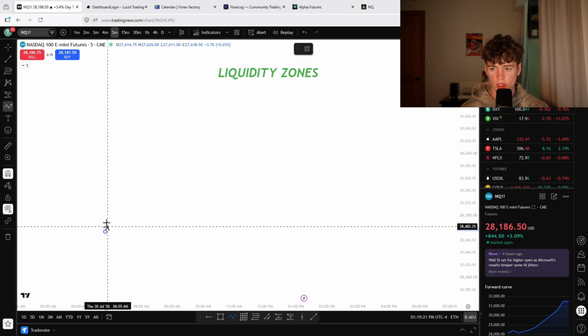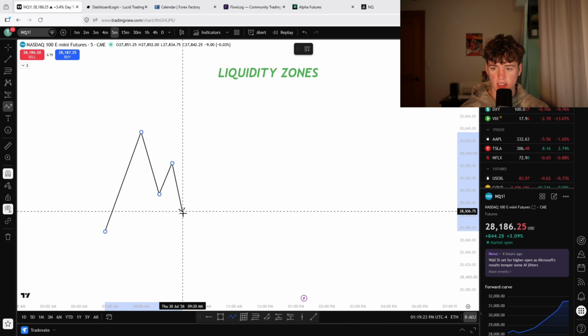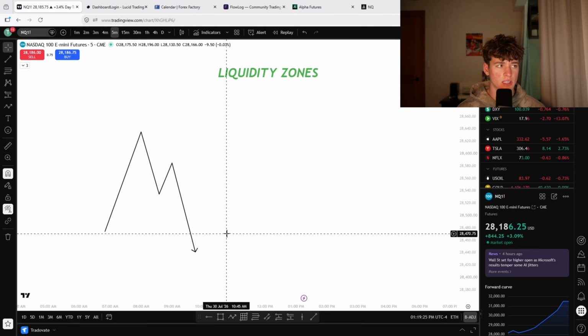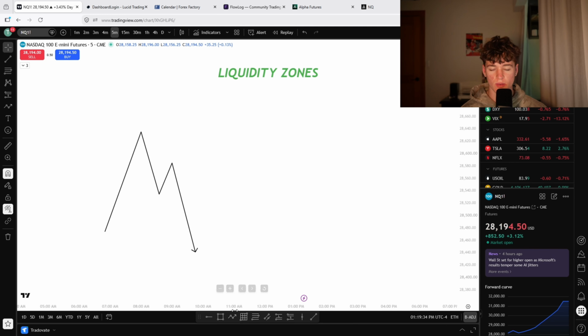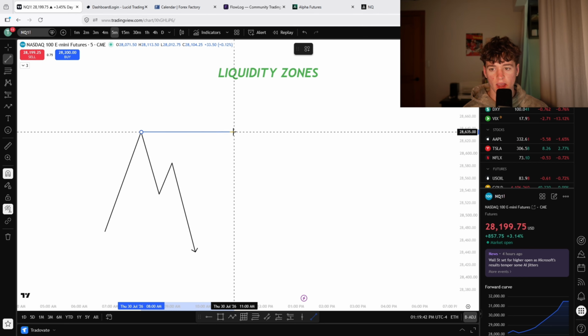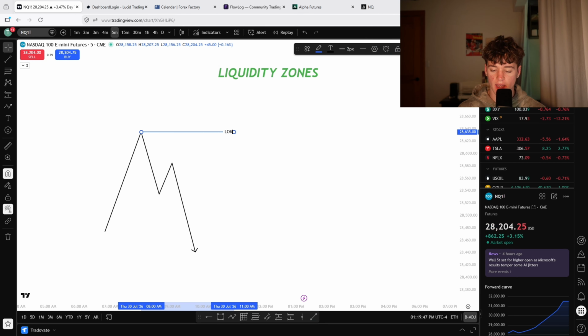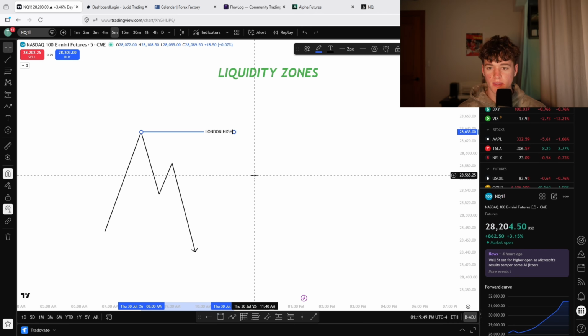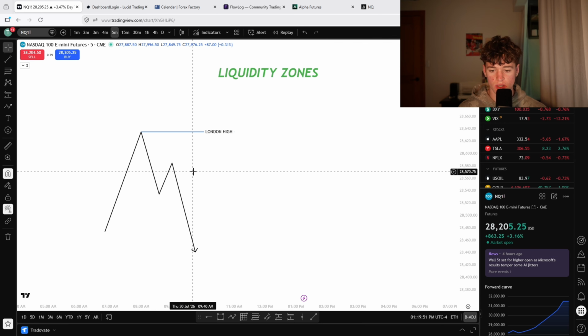So another really strong draw on liquidity is going to be session highs and lows. There are day trading sessions. You're going to have New York session, Asia session, London session, and it's because different places around the world are trading at different times. So I trade New York AM session, and let's say London session is going to leave a high that hasn't been swept yet. We haven't swept the liquidity at the London high. So session highs and lows are going to be super strong draws on liquidity.